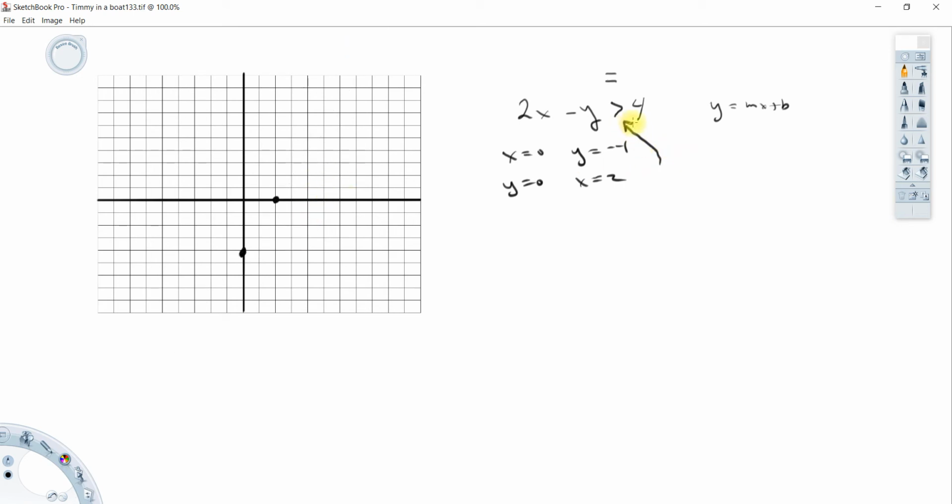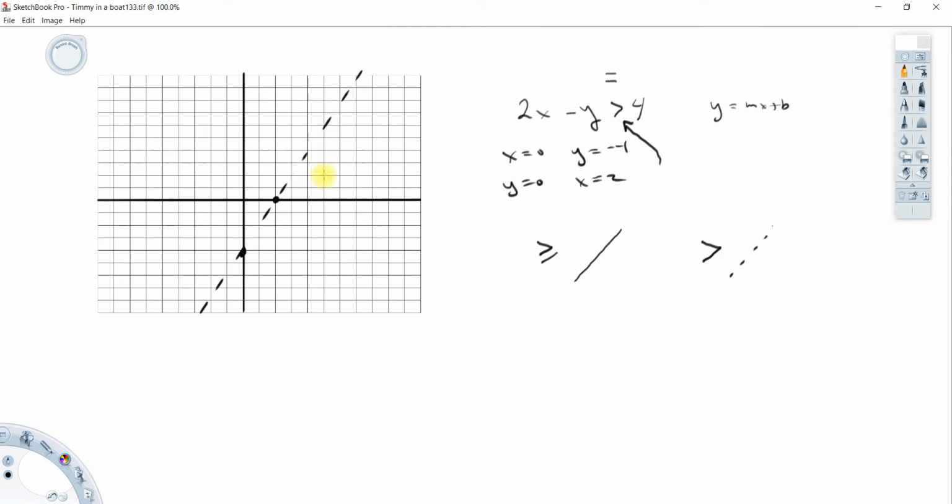This is not an equals, it's a greater than. And it's not greater than or equal to. Had it been this, you would draw that line solid. But because it's strictly greater than, that means that points on the line aren't actually included. You typically do something like a dashed line. So go ahead and do that.